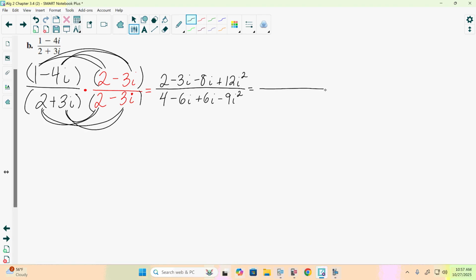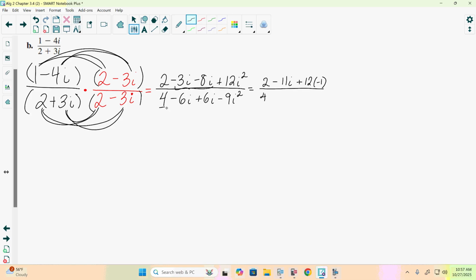Now at this point, on top and bottom, we can start combining like terms. On top, the 2 doesn't have any like terms. Our negative 3i minus 8i is going to be negative 11i plus 12 times negative 1, because we have to simplify that power of i. We can't leave it as i squared. i squared is indeed negative 1.